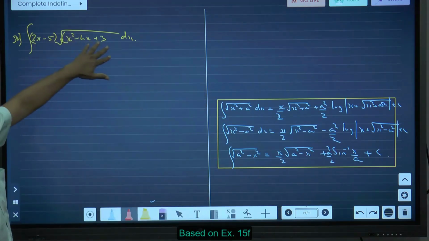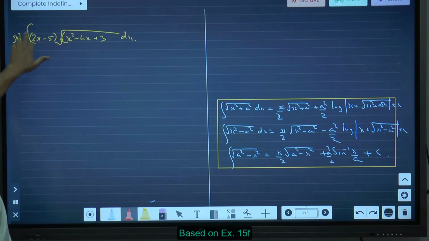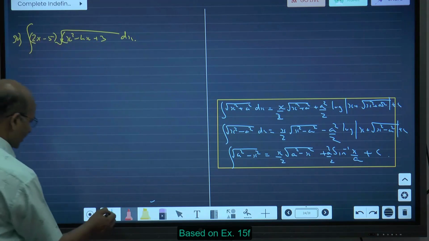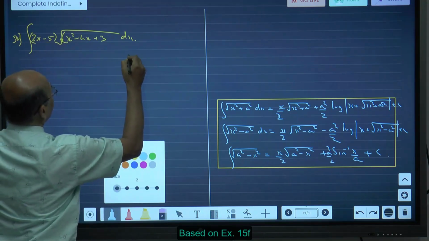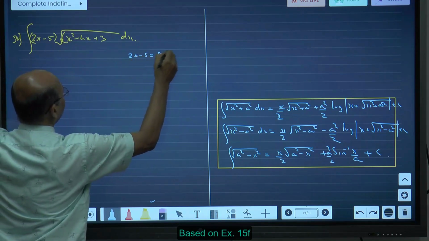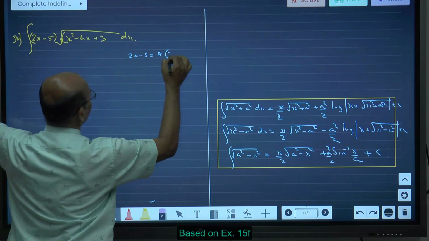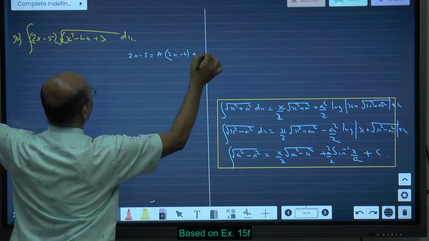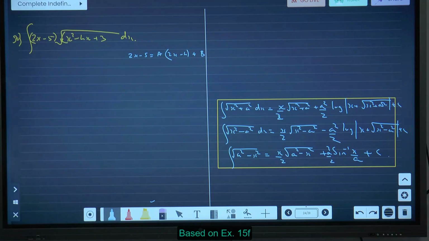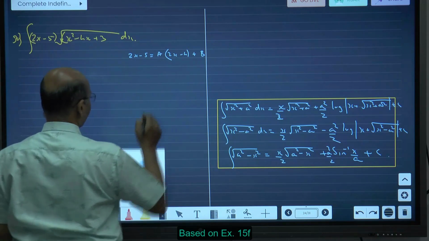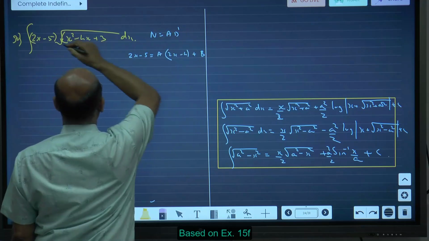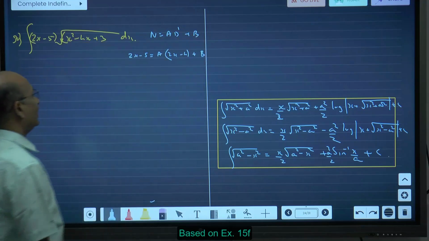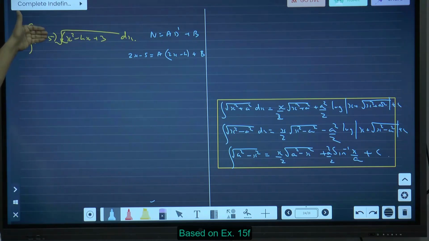Now, linear into root quadratic. Whatever it is, simple it is, this numerator. Same thing what you did for linear upon root quadratic, you wrote 2x minus 5 as a into denominator's inside part, 2x minus 4, plus b. A into derivative of the inside part, plus b. So I write down that numerator is equal to a into derivative of this root form plus b. Same thing what you did for dx linear upon quadratic.